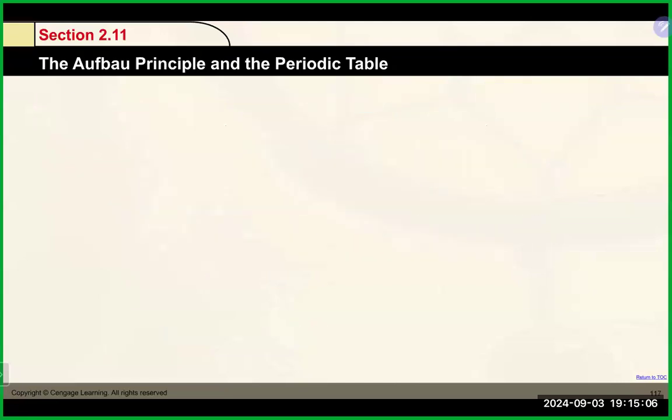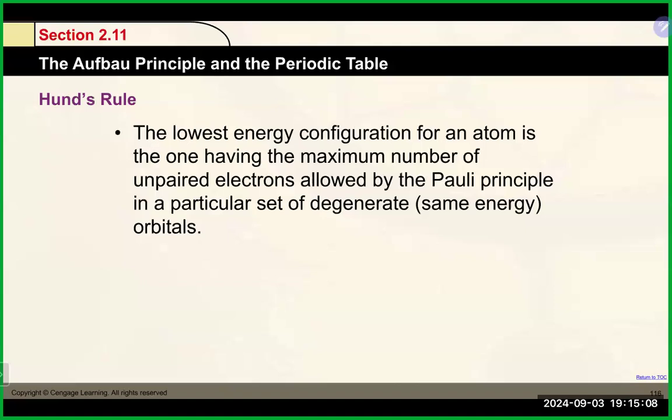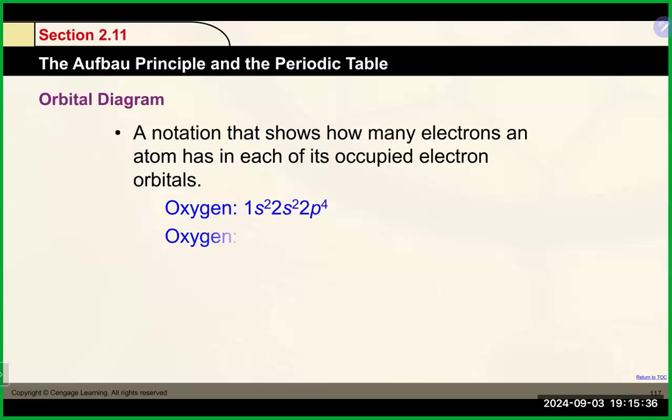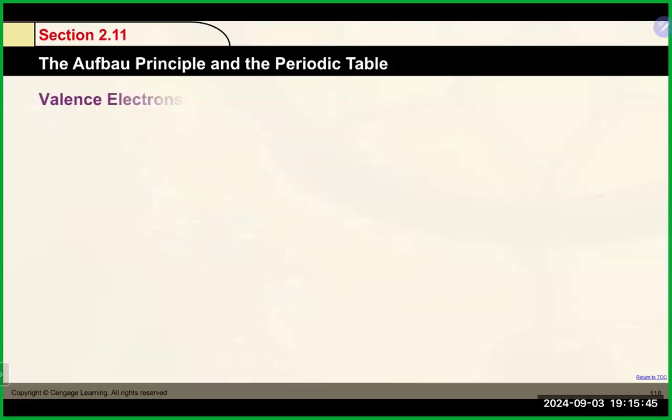We talked about Hund's rule, where we have the maximum number of unpaired electrons allowed by Pauli's exclusion rule, to maximize that parallel spin, especially when we get into a degenerate orbital. Degenerate means same energy, like our p orbitals, where we maximize parallel spin before we go back and pair them up. And obviously we wrote and drew our orbital diagrams, with arrows and boxes or lines to represent them.